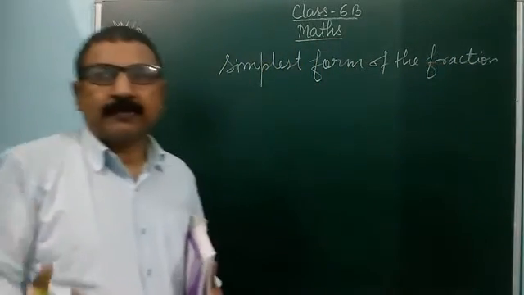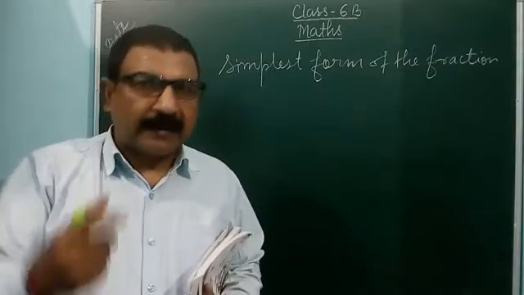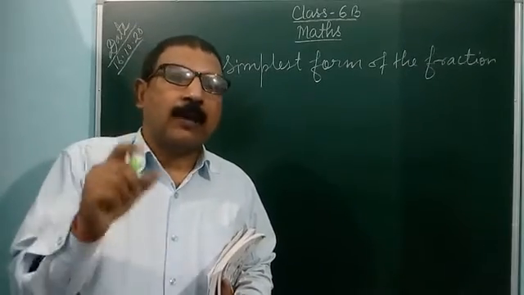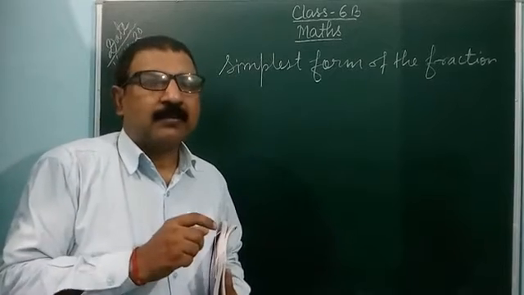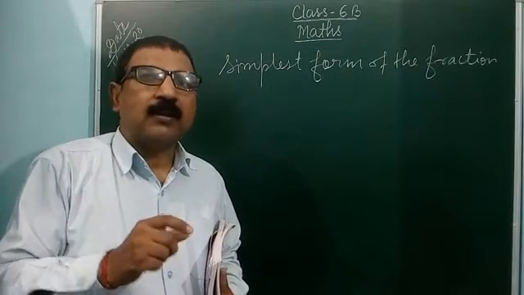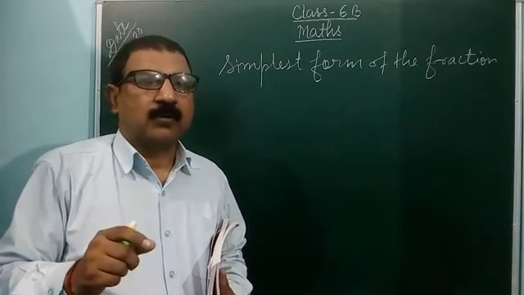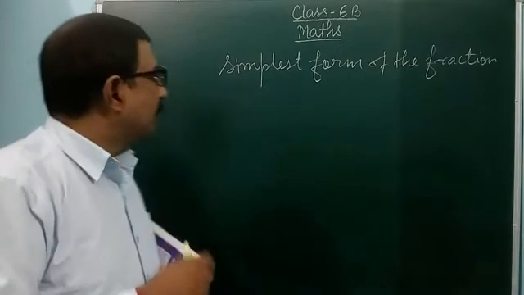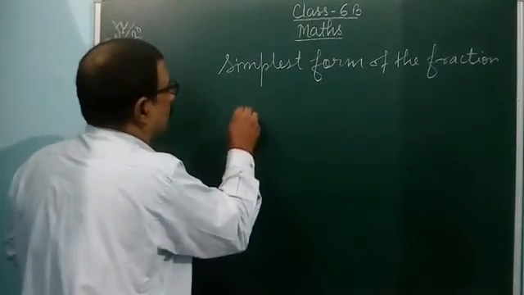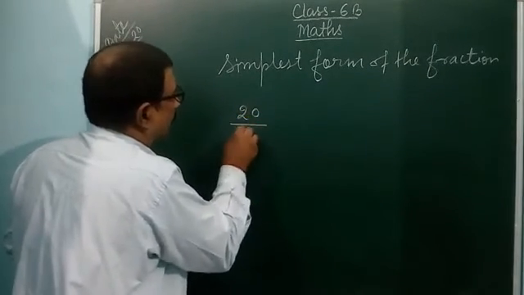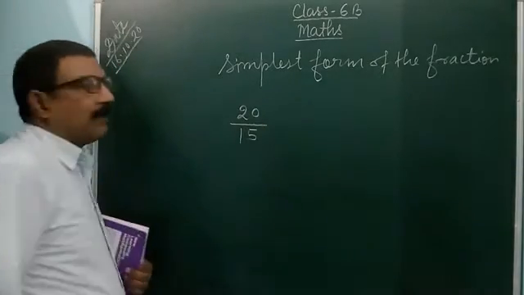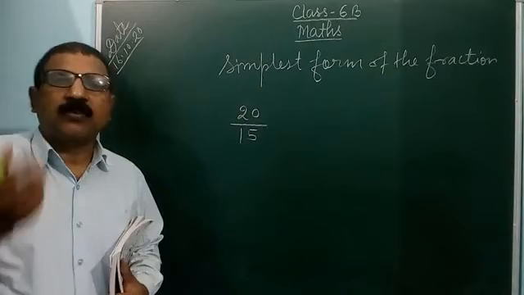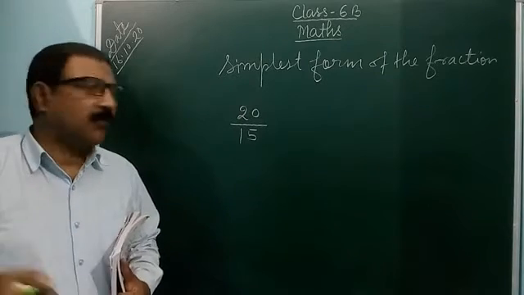Simplest form of the fraction means the fraction is given and you have to change it to the simplest form. It means you have to change it to the lowest form. So you can see this is 20 by 15. How can you change 20 by 15 to the lowest form, the simplest form?